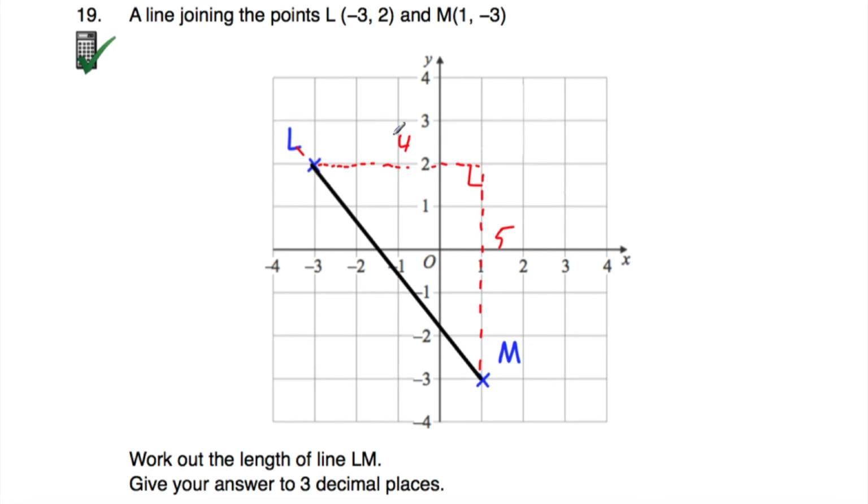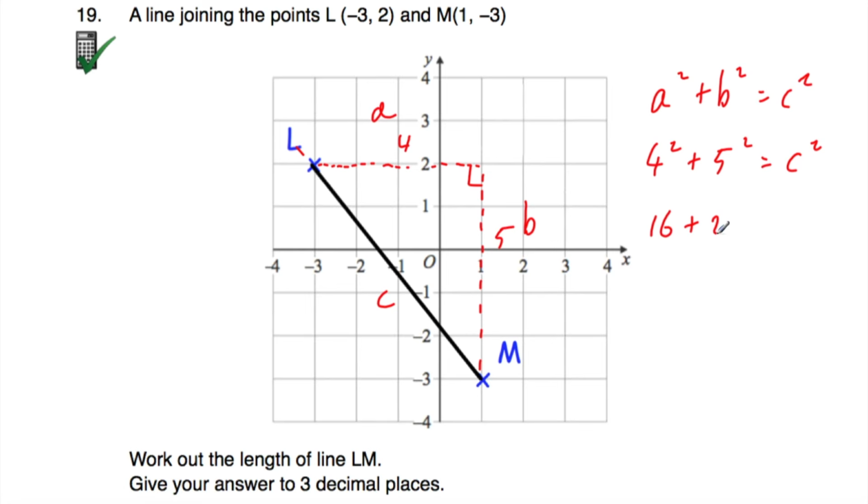So let's label our sides. I'm going to call our two shorter sides A and B, and the length of the longest side C. And let's write down Pythagoras' theorem: A squared plus B squared equals C squared. So A squared, that's going to be 4 squared, plus B squared, that's going to be 5 squared, and that's equal to C squared. 4 squared, 4 times 4 is equal to 16. 5 squared is 5 times 5, that's 25, and that's equal to C squared.